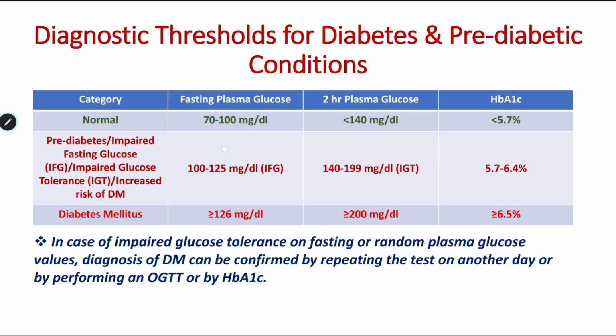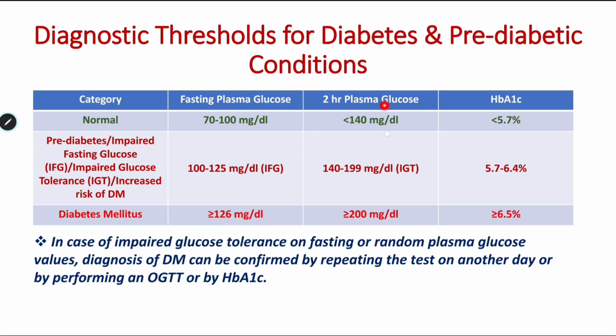So these are the diagnostic thresholds. Normal fasting glucose less than 100 is normal. If it is between 100 to 125 milligram per deciliter, it is called impaired fasting glucose, and more than or equal to 126 milligram per deciliter is diabetes mellitus.